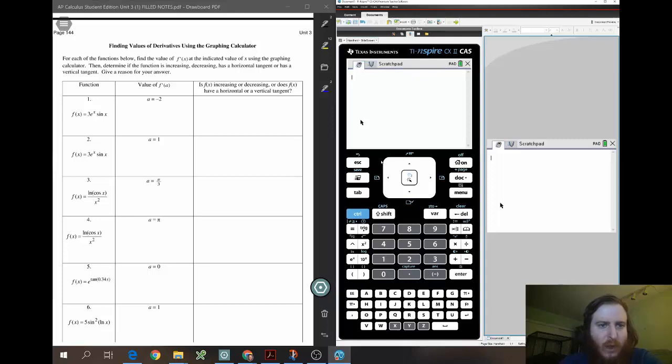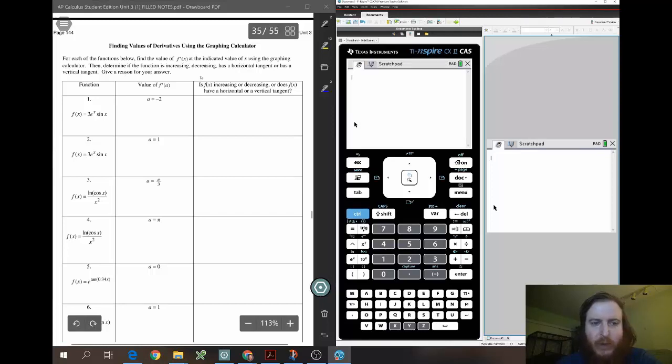So there are a lot of different ways we can do this, and I'll show both ways. This says for each of these functions, find the value of f prime of x, and then determine if the function is increasing, decreasing, or has a horizontal tangent or vertical tangent. Now, our calculator won't be able to do this part. We have to interpret that part. But what our calculator can do is find the derivatives quickly.